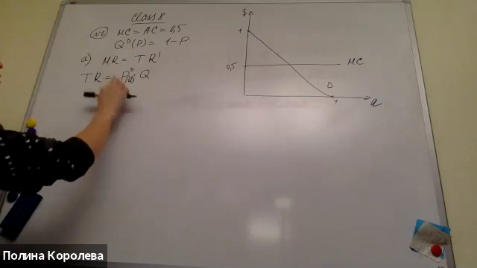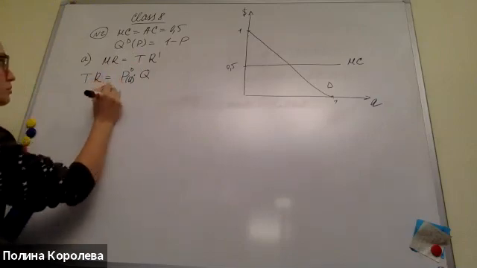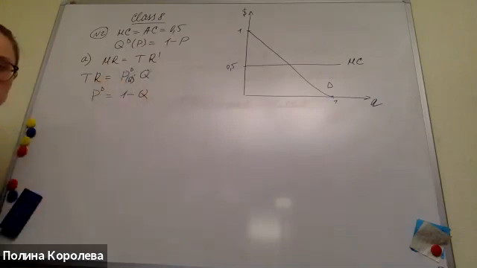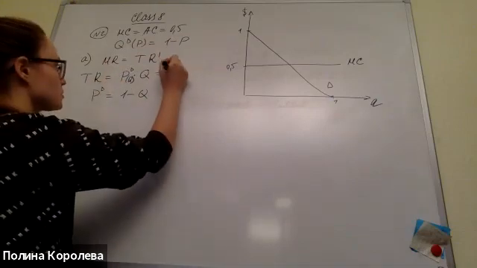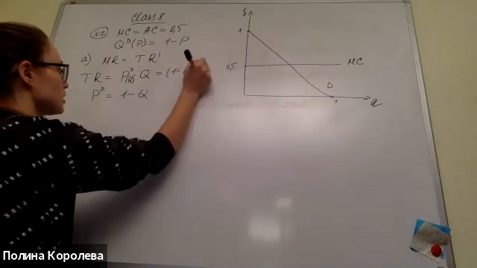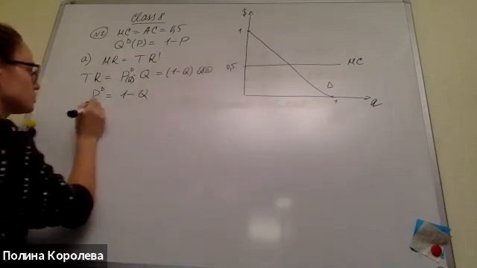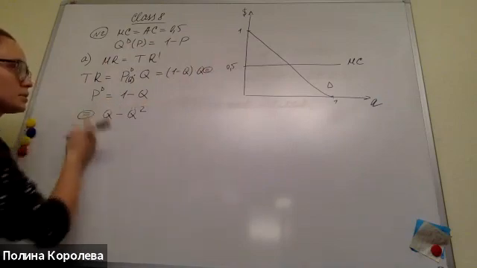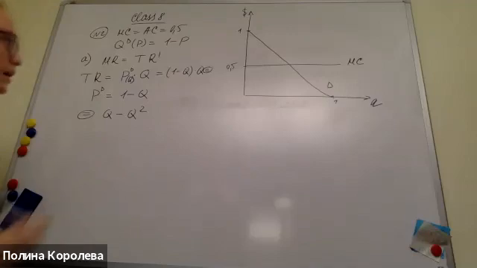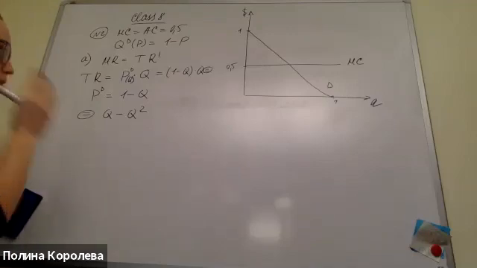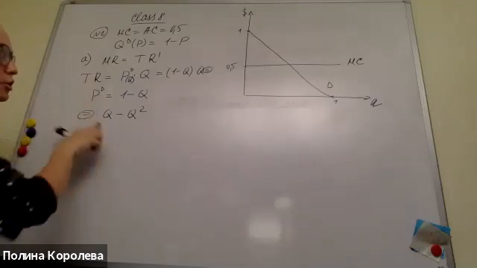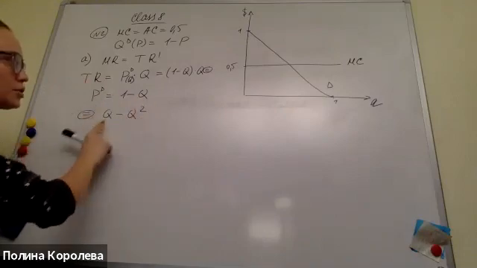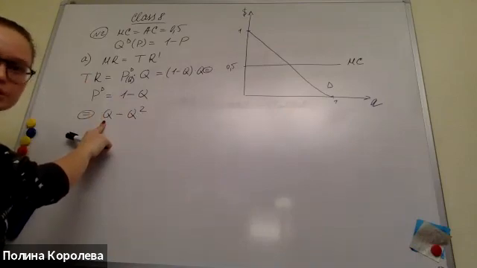So we should find the inverse demand function, easy, 1 minus Q, and put it into total revenue. This will be 1 minus Q multiplied by Q. You can open the brackets: Q minus Q squared. This is total revenue. And it matters that total revenue is a function of quantity, not the price. You should have here an equation with quantity, not price.